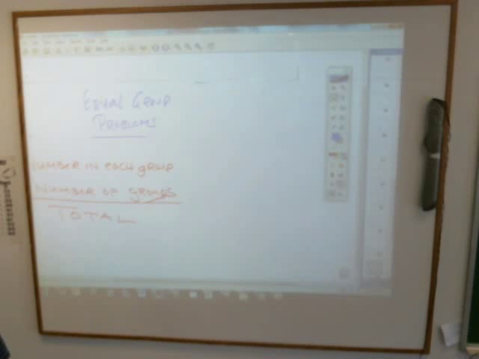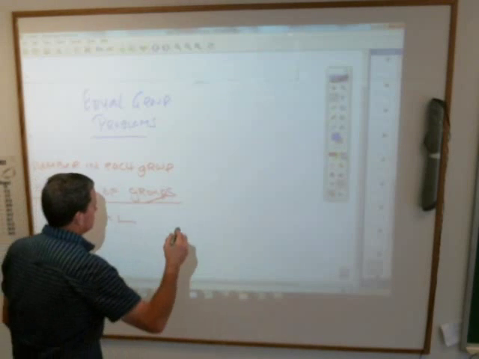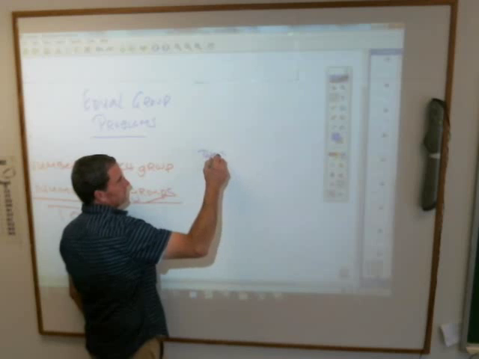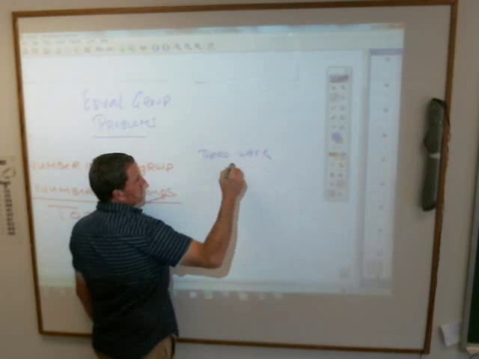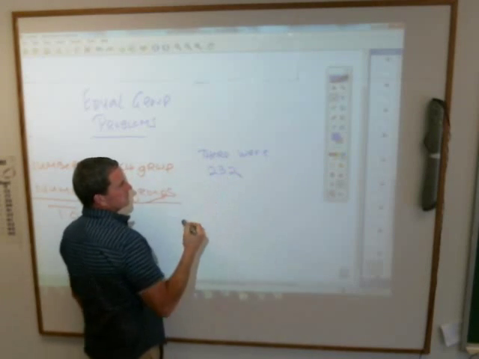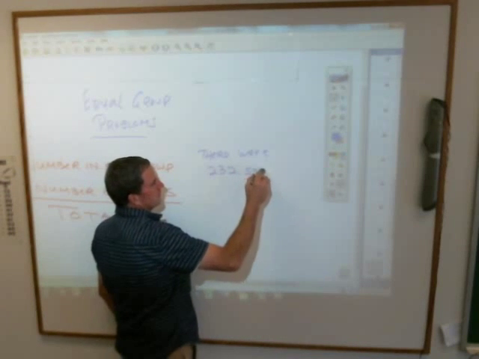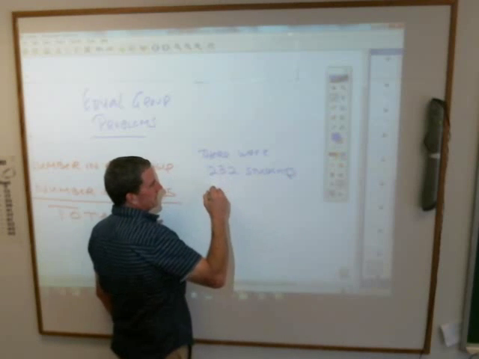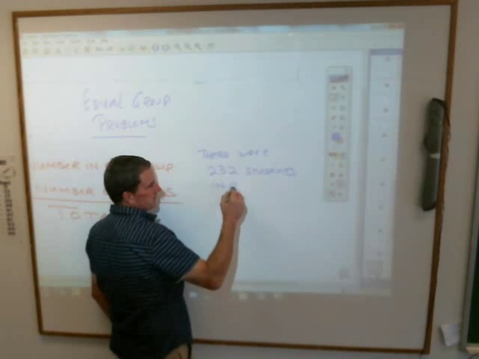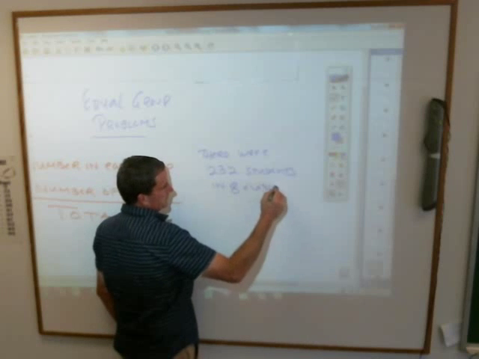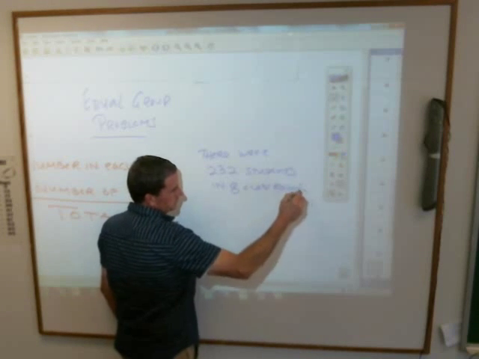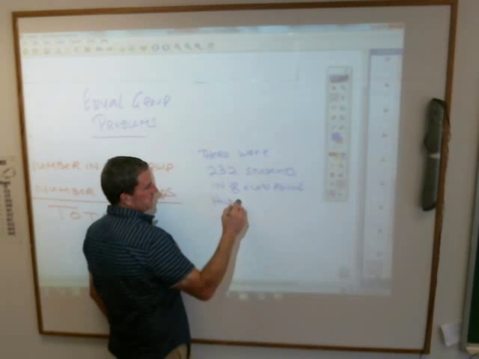there were 232 7th grade students in 8 classrooms. How many in each classroom?